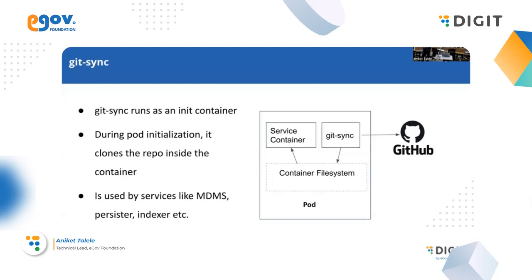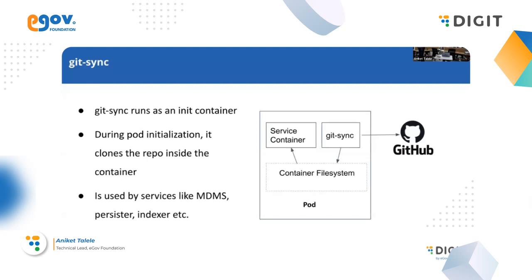Like you have in your local when you do git clone, similarly, it will clone and keep that data or those files in your pod's file system. And then any other service which wants that data can directly use that path to access that data. So that's how MDMS, persister, indexer, all of these services work.